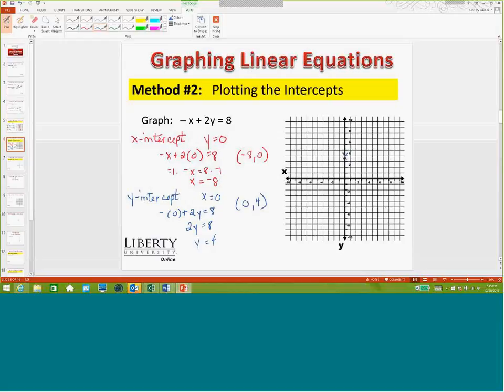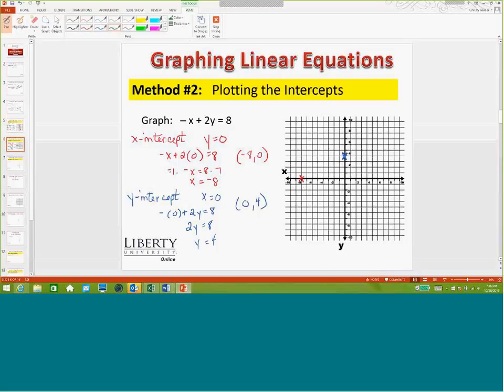Now let's plot this (0, 4) on the y-axis. Here's my y-intercept right here, and I'm doing an x because with this pen, if I do a circle, it disappears for some reason. So I'm just doing an x. My x-intercept, where this line is going to cross on the x-axis, is right here at -8. So I can drop this line in now that I have graphed or plotted the intercepts.